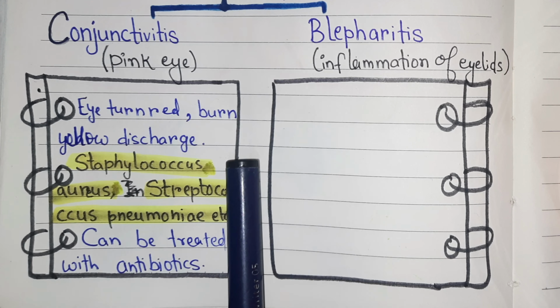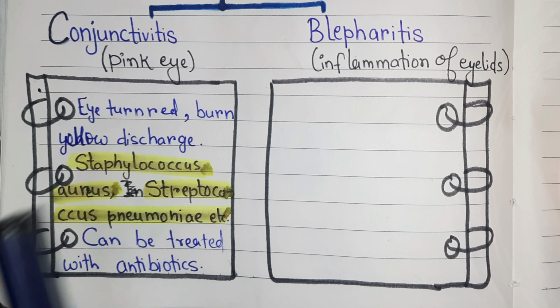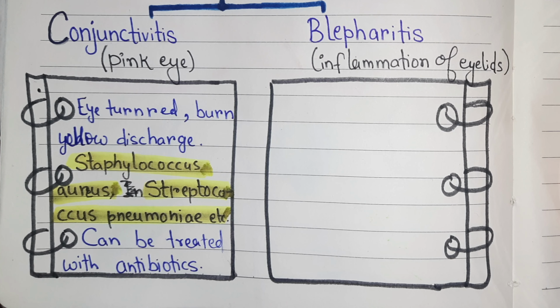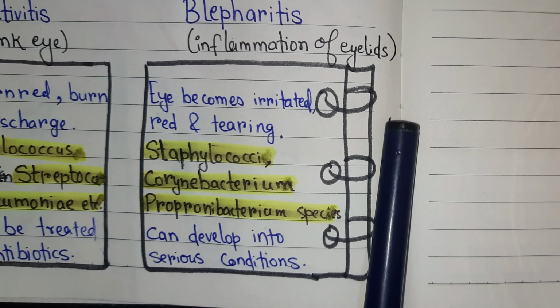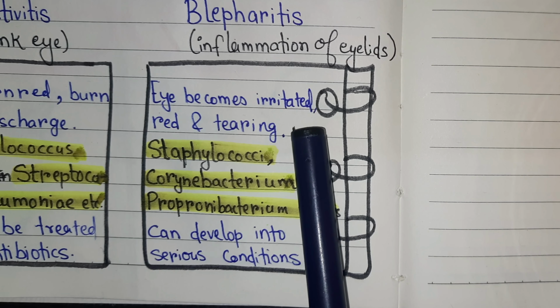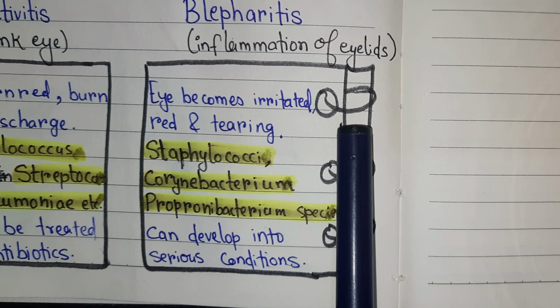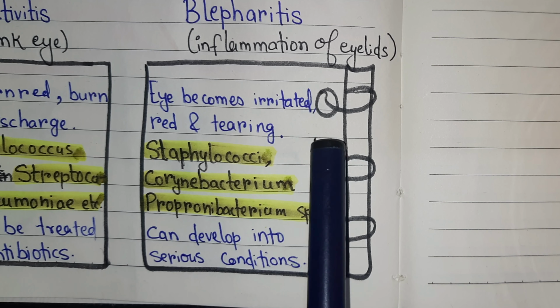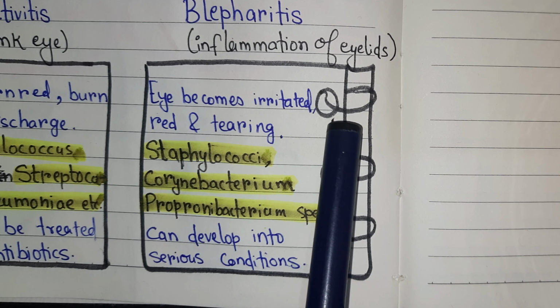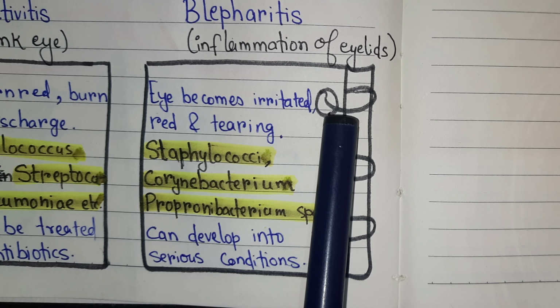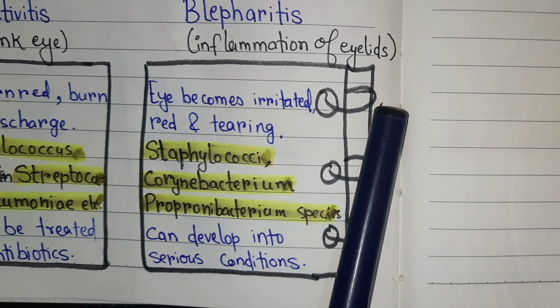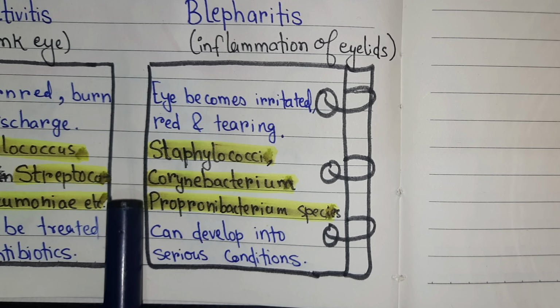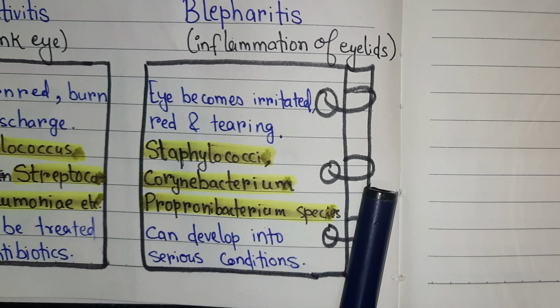Now we are going to discuss blepharitis, which is inflammation of the eyelids. In blepharitis, the eye becomes irritated, red and tearing. A lot of water will come from your eyes. It often occurs when tiny oil glands around your eyelashes become clogged and then become irritated and sore. Your eye's appearance will change due to tearing, and it gets sore.